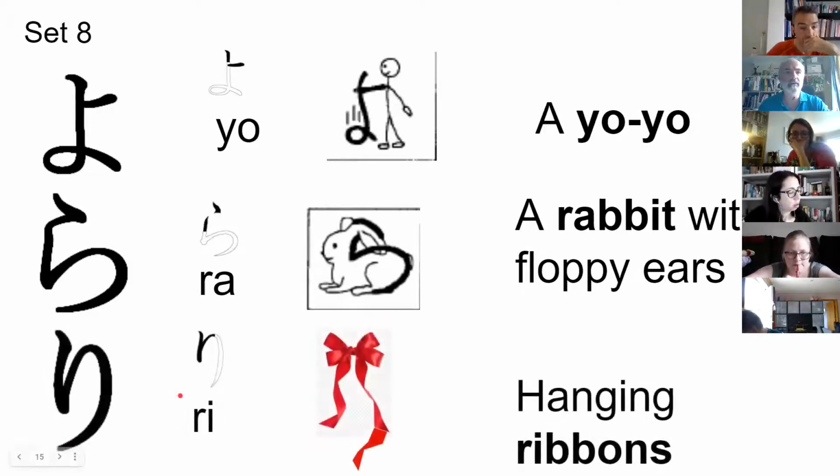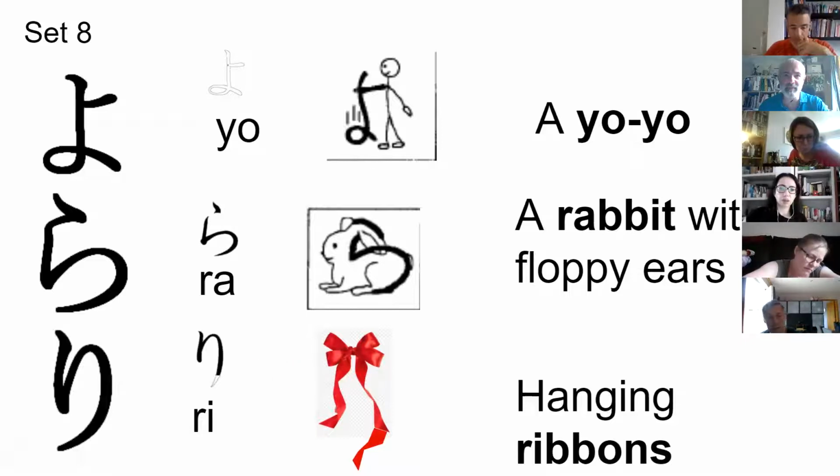Okay, and Li. So this is again slightly difficult one to find a good mnemonic for this. So I just imagine ribbons, hanging ribbons, and you draw the first bit hanging down and then return for the second part hanging down.